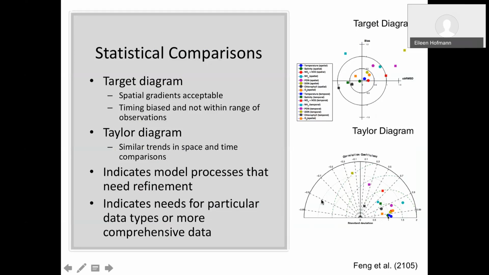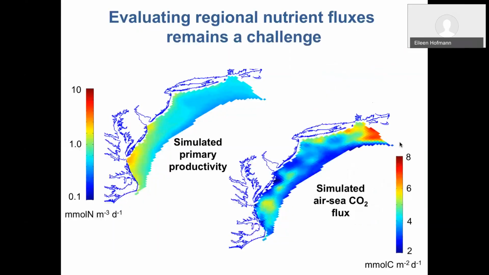The Taylor diagram gives, again, a similar way of estimating the quantitative skill of the model, and we get the same results with that. The model we're using does okay getting large-scale gradients. It's missing on timing of things. So this indicates that there are model processes that need refinement, but it also tells us what types of data we need in order to do a better job of formulating the model, but also estimating the skill of the model.